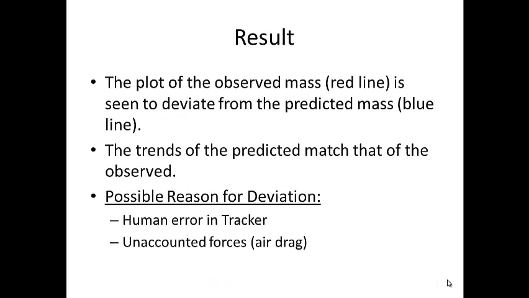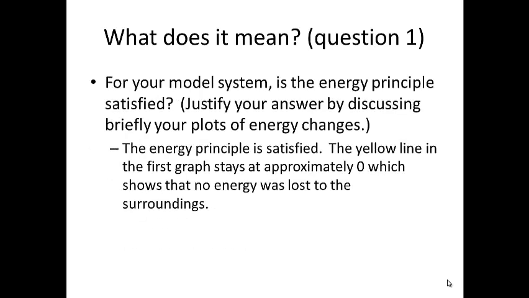It can be seen that the observed mass oscillation, the red line, deviates from the computational model, the blue line. However, the overall trend of the computational model is very similar to that of the observed mass. From this plot, it could be reasoned that possible reasons for this deviation could come from human error, my inability to place the tracker positions at the exact right spot, or unaccounted forces. The unaccounted force would mainly be drag or air resistance. It can be seen that over each oscillation, the plot of the observed mass gradually deviates more from the predicted motion. What does it mean?